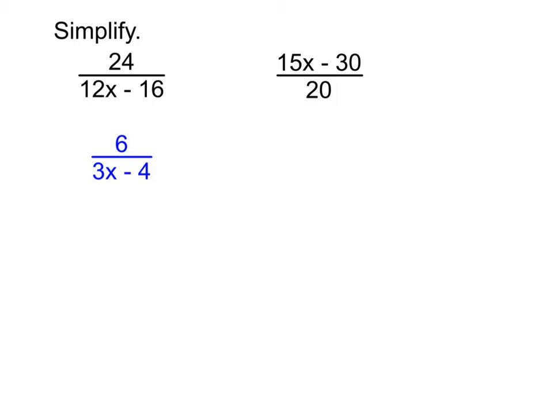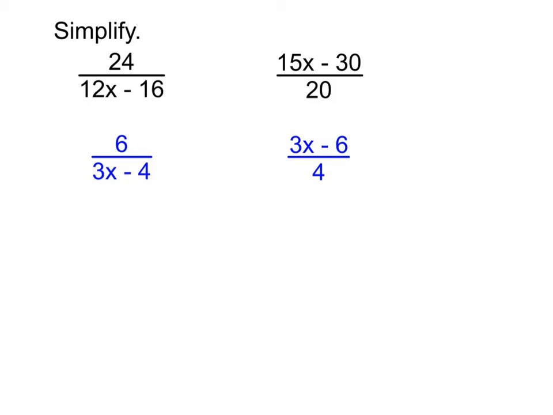All right, so now we go on to the second one. Take a moment, think about what will that look like when it's reduced. And you're hopefully seeing that we can divide every single term by 5. And so I'm going to actually pull the 5 out of every single term on top and bottom. And when I do that, that gives me the 3x minus 6 over 4.